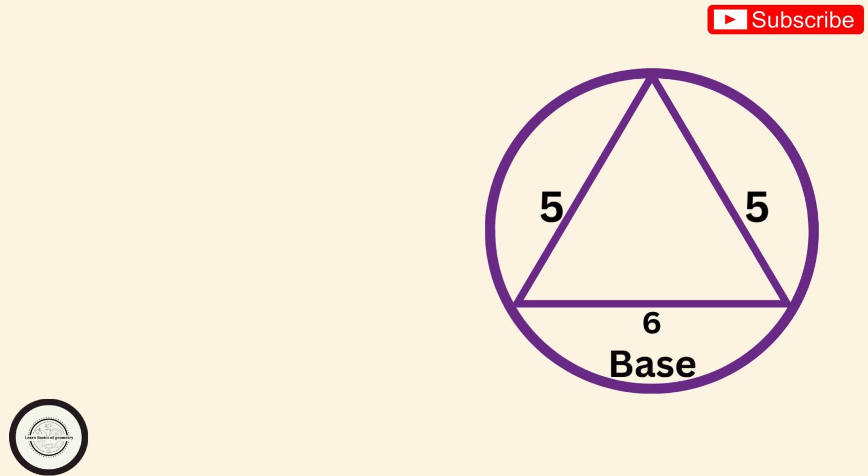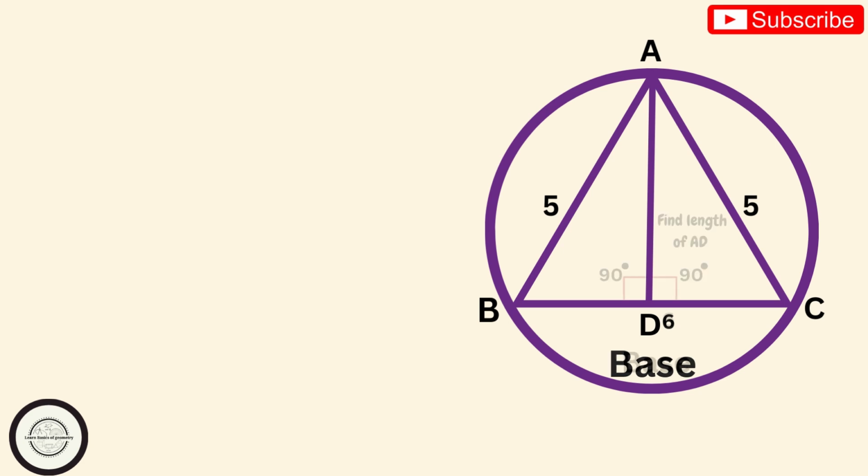So let's begin. Suppose this is our triangle, ABC. From point A, we drop a perpendicular down to side BC. Let's call that point D. Now, because the triangle is symmetric, this perpendicular cuts side BC into two equal halves. Since side BC is 6 units long, both BD and DC are 3 units each.